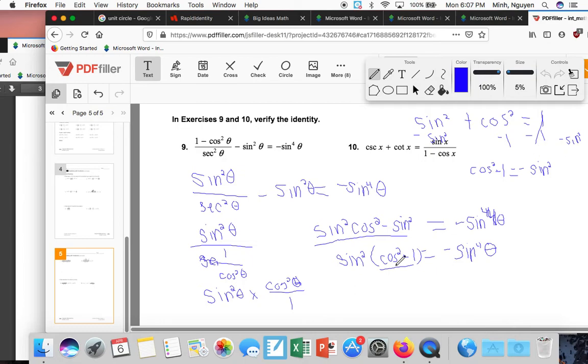So now I'm at sine squared theta times cosine squared minus 1, which is the same thing as negative sine squared. So I can multiply by negative sine squared theta. Oh, finally, we did it. It's equal to negative sine fourth, since a positive times a negative is a negative. So this is the left side, and this is the right side.